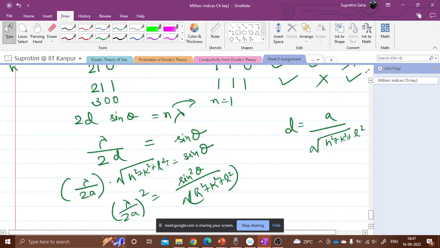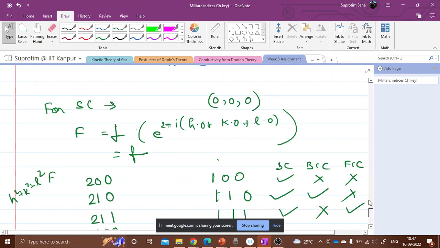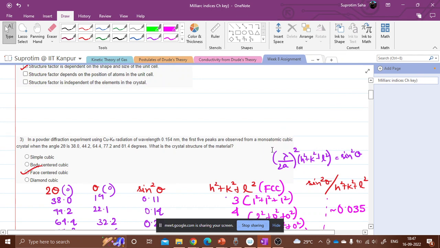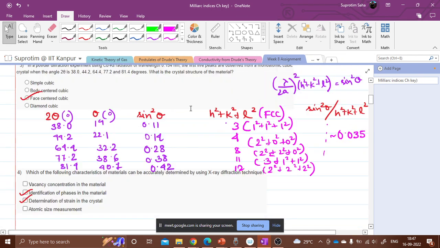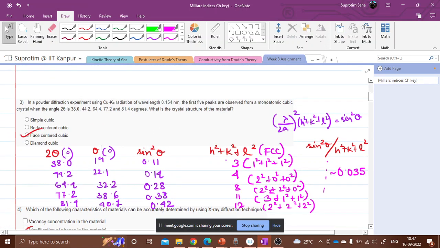And you have to keep in mind that this sin square theta over h squared plus k squared plus l squared will have to result in a constant ratio, because the left hand side is already constant. So for FCC case only, this thing suffices. This thing is maintained. If you divide all the sine square theta, so basically what you are given is 2 theta, you do theta by dividing it by 2, and you calculate sine square theta. Now you have to check this ratio for h squared plus k squared plus l squared.